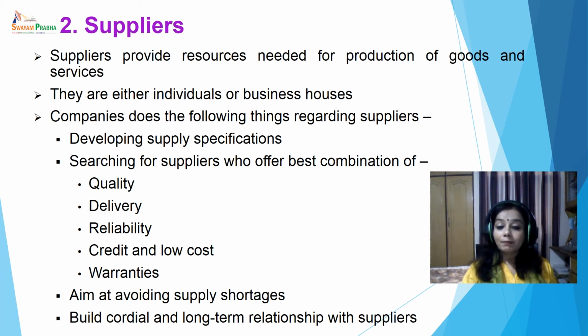Searching for suppliers. First you develop the supply specification, what you need. Then you search for suppliers who offer the best combination of quality, delivery, reliability, credit and low cost warranties. The aim is to avoid supply shortages, because if supply shortages are there, there will be a breakdown in the production process and you cannot satisfy the customers on time. So again, the competitors will snatch away your customers. That's why maintaining a supply chain with good relations and avoiding supply shortages is very important on the part of the organization.